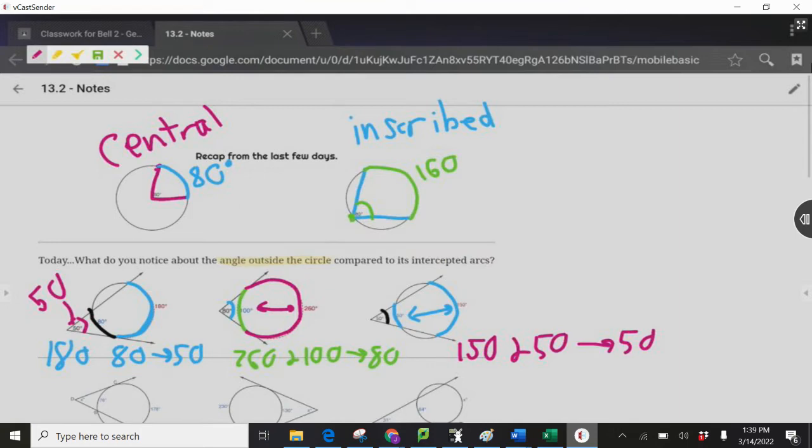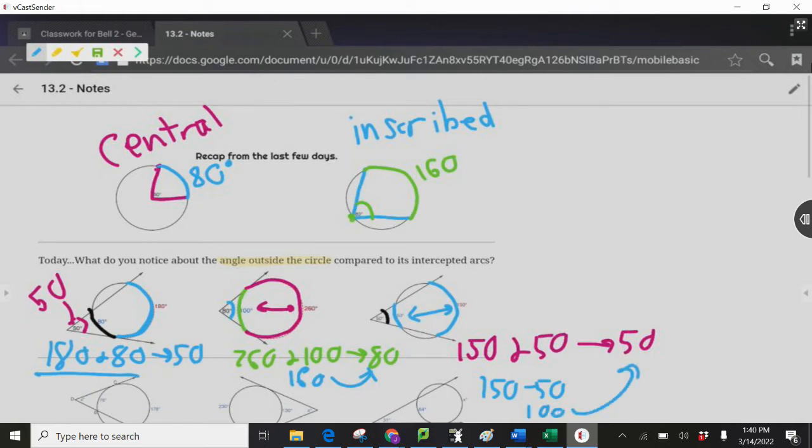All right, so this connection here, hopefully you caught it and were able to share it with somebody sitting next to you. The connection is basically, if we take those two numbers, in the first problem, 180 and 80, and subtract them from each other, you get 100. Cutting 100 in half, you get 50. Or in the second example, 260 minus 100 is 160. 160 cut in half is 80. Or the third example, 150 minus 50 is 100. 100 cut in half is 50.